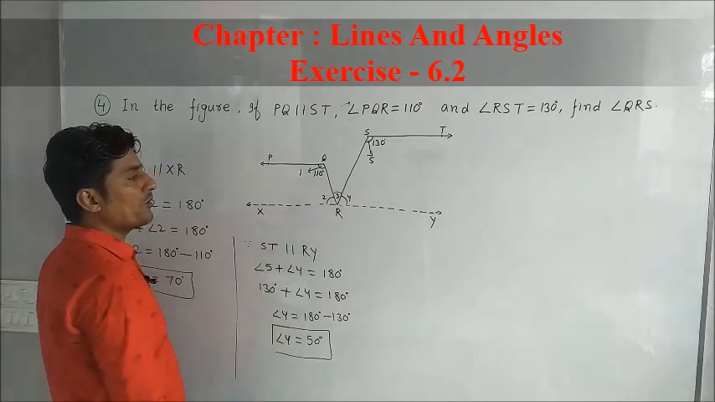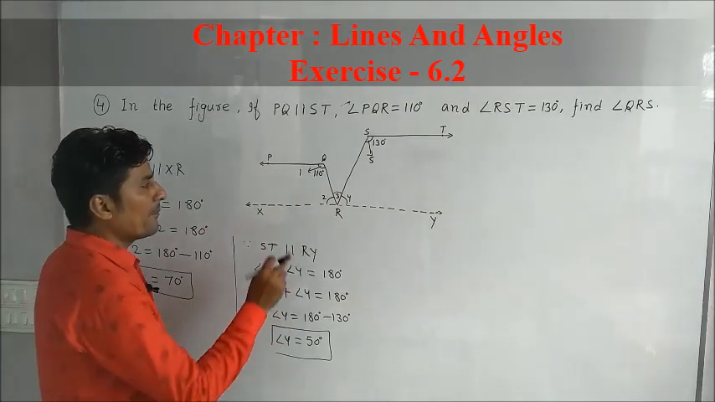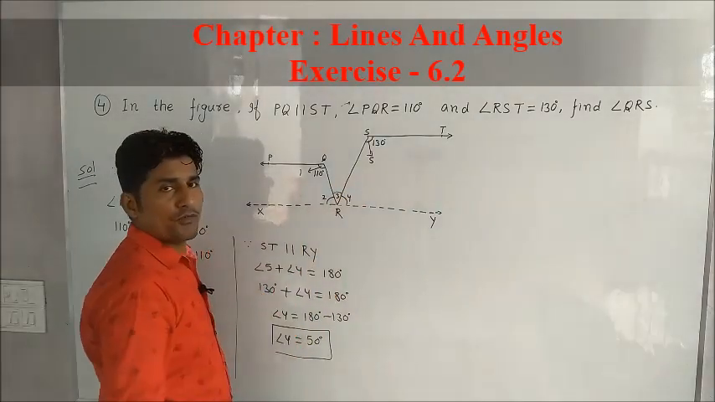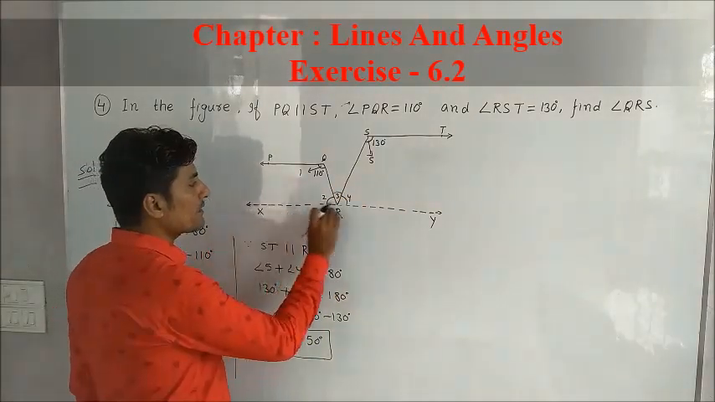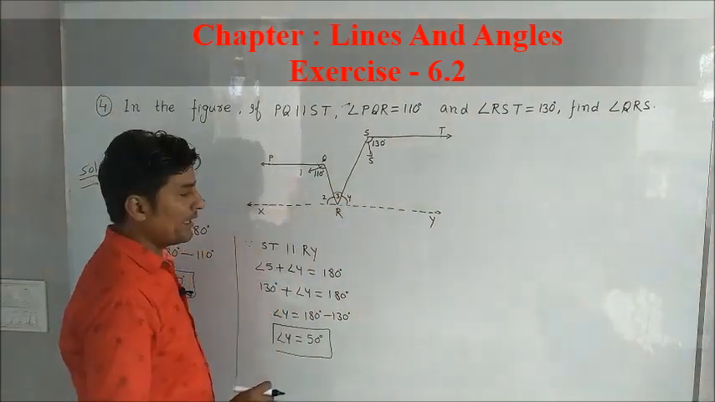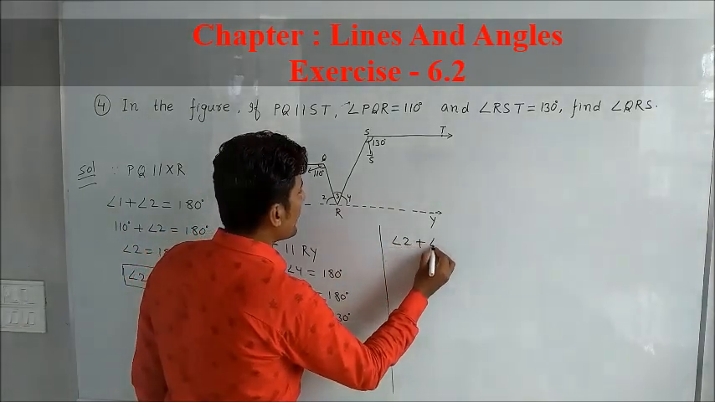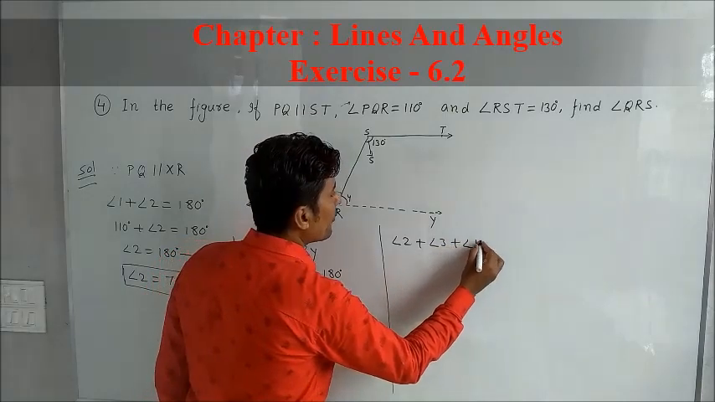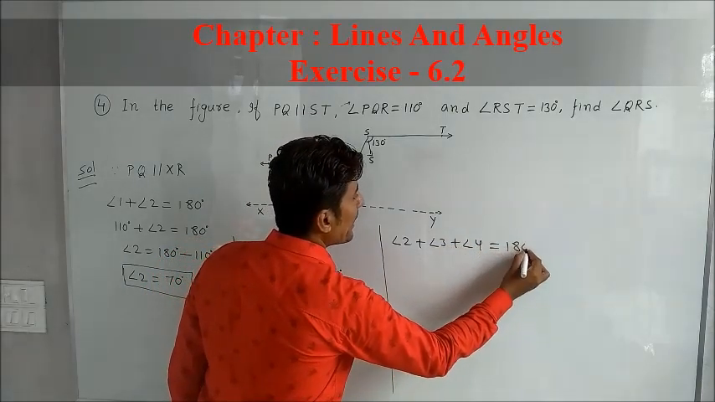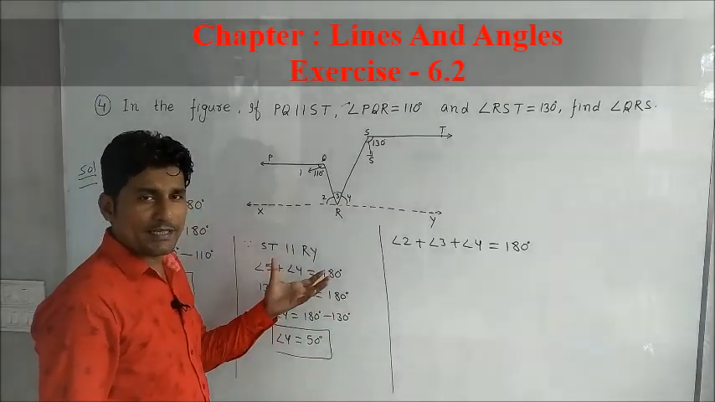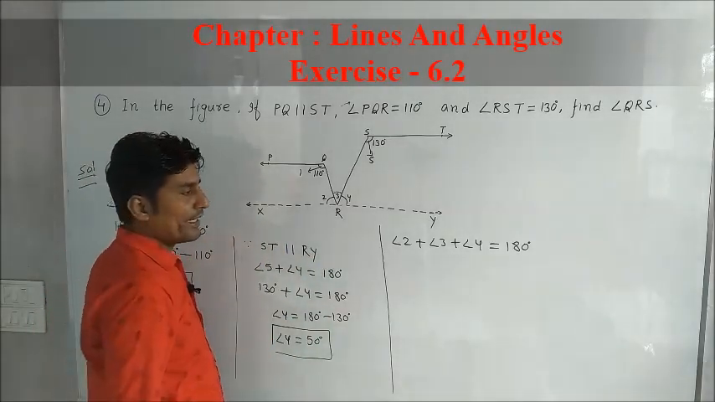Now we can easily find out the measurement of angle 3 by using the property angle 2 plus angle 3 plus angle 4 is equal to 180 degrees, because these angles are formed on the straight line. So we can write here angle 2 plus angle 3 plus angle 4 is equal to 180 degrees. Why is the sum of all these three angles equal to 180 degrees? Because they are formed on a straight line.